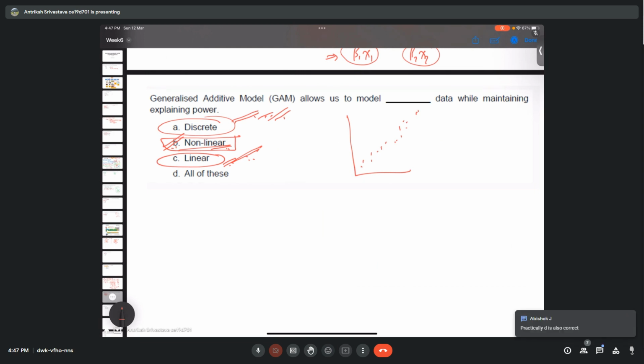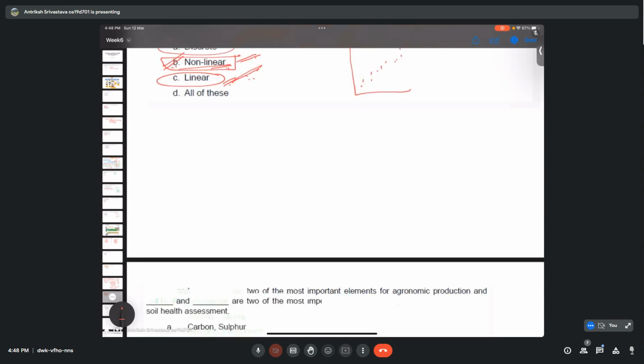Yeah. So Abhishek agrees with me. Practically, D is also correct. If anyone has any other idea or a reason to justify that D is not correct, you can say so. Otherwise, we'll move forward. But for the assignment problem, if you are simply going by the definition and answering, then B is the correct answer. Okay.